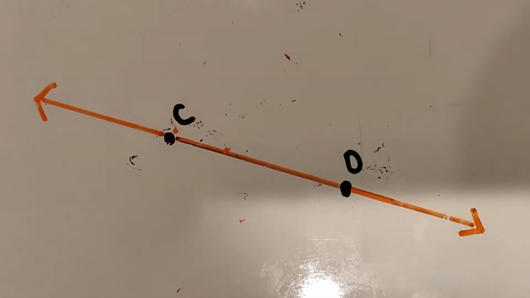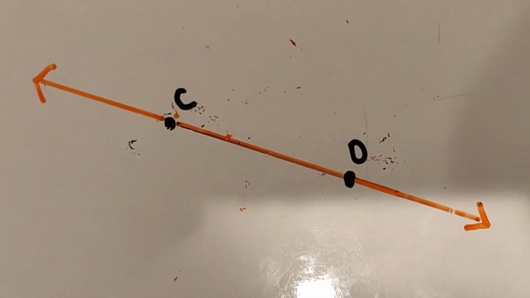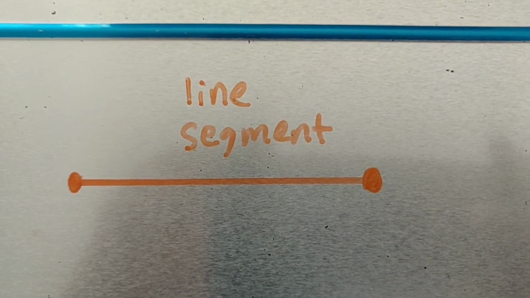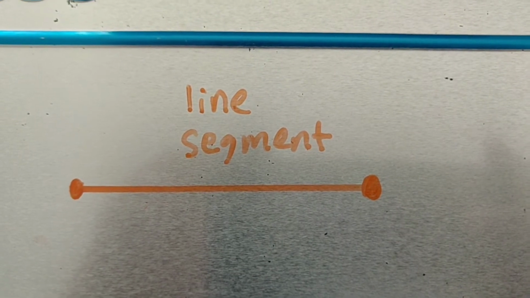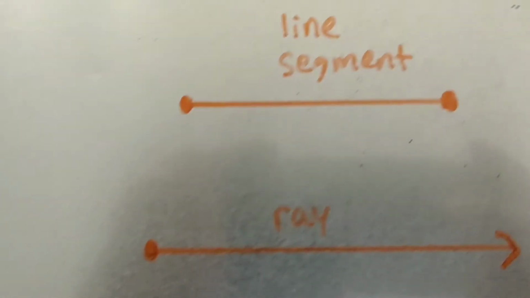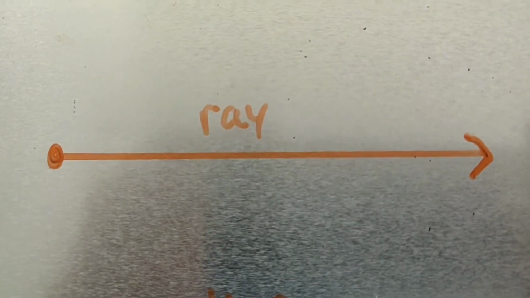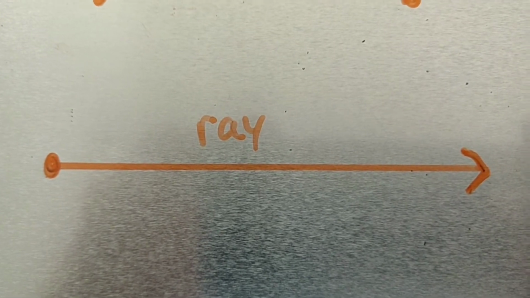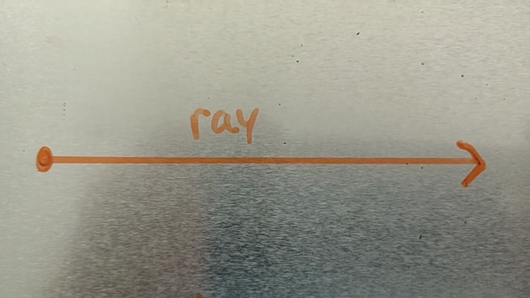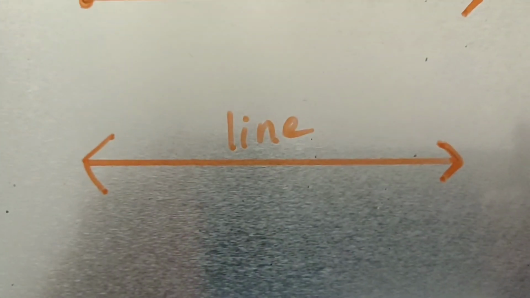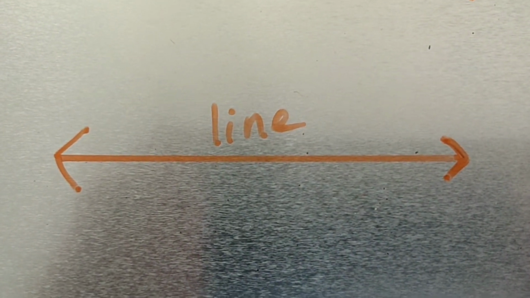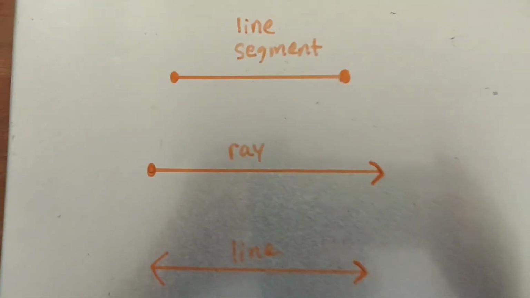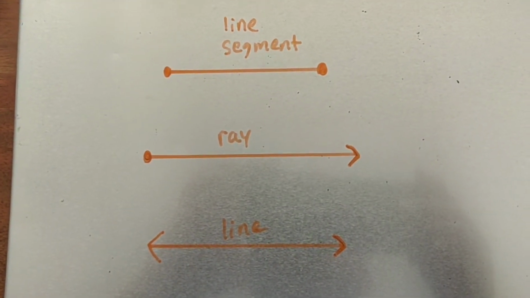Sorry for how it's blurry. So now that you know the difference between a line segment, which is just part of a line between 2 points that doesn't keep going forever and ever in either direction, a ray, which has a point on one side, so it doesn't keep going in that direction here on the left side, but it does go forever and ever in the other direction, and a line, which keeps going forever and ever in both directions.